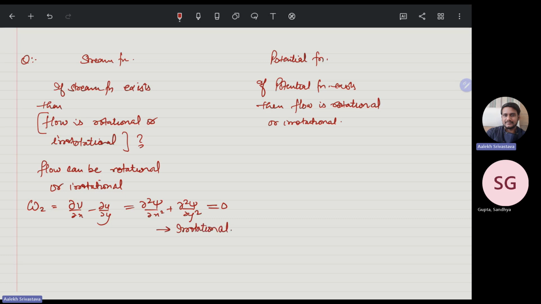Now, the potential function exists only for irrotational flow. Okay, so this is the main difference.